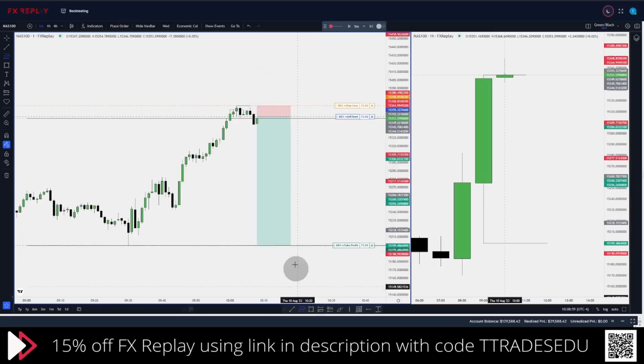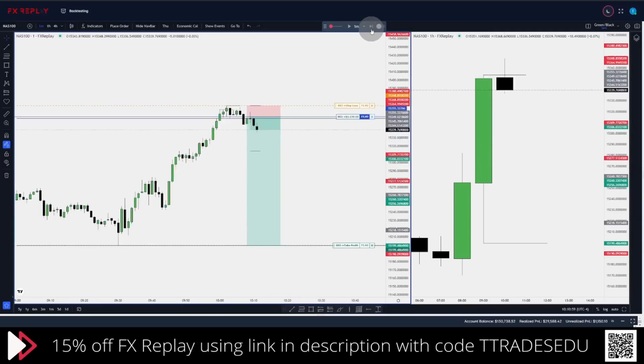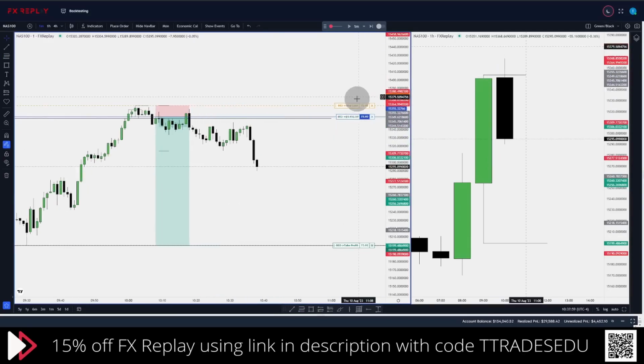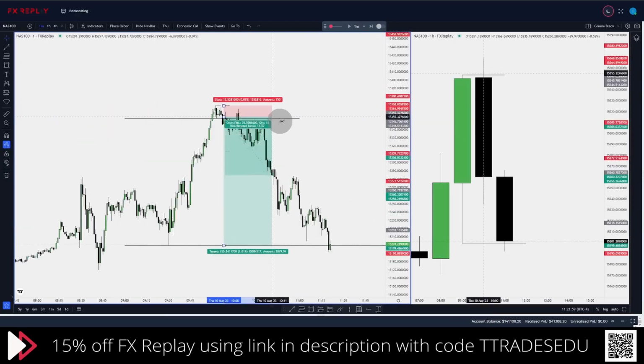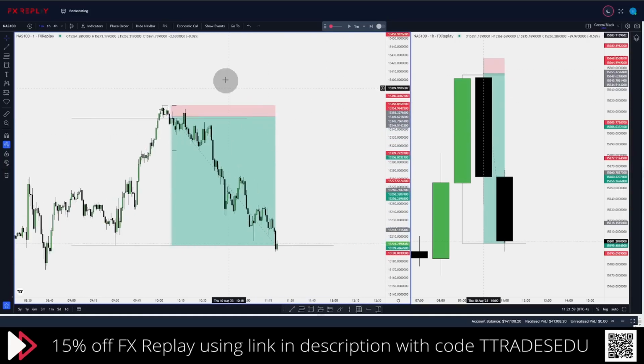And for this one, going to project my fib. See where 3R is. There's 3R. Move my stop to break even. And there we go. Let's go to the next session.